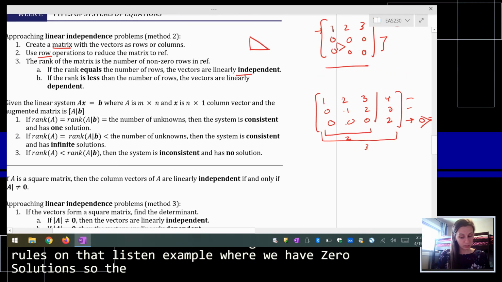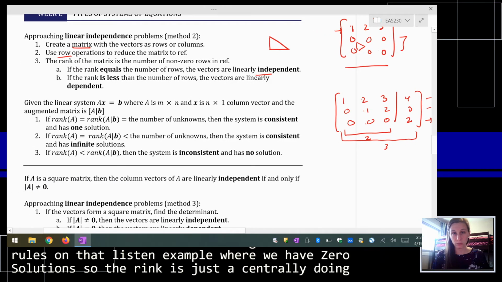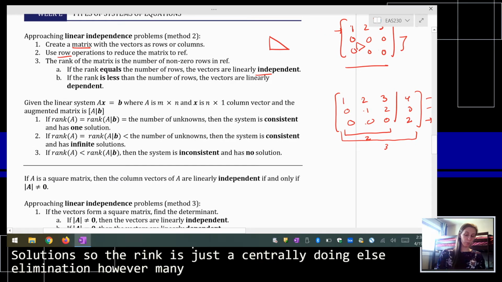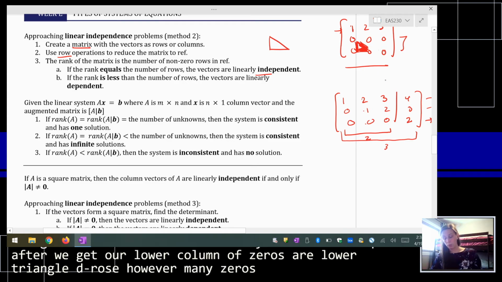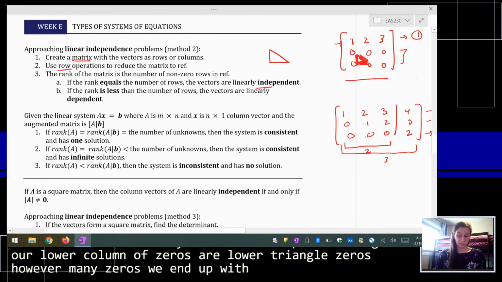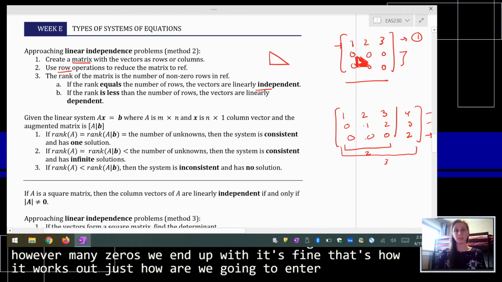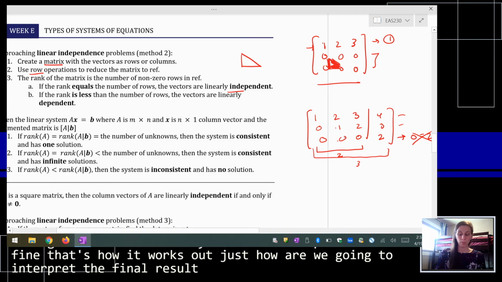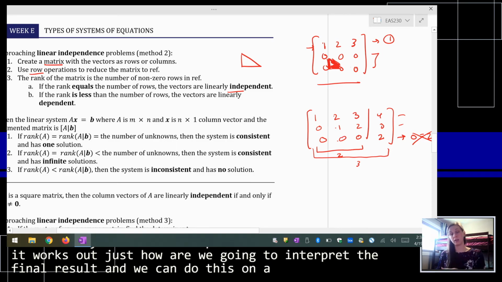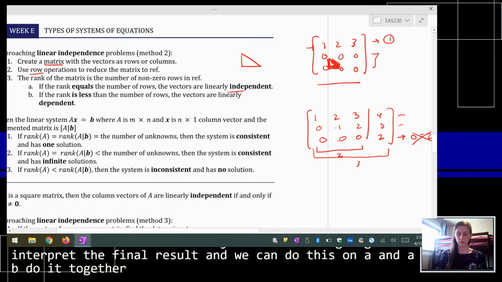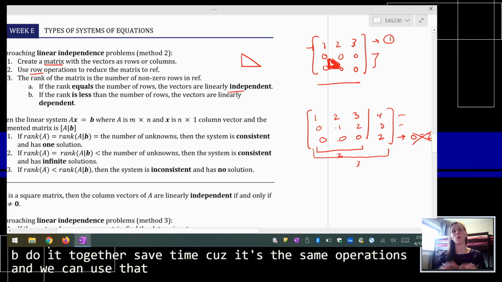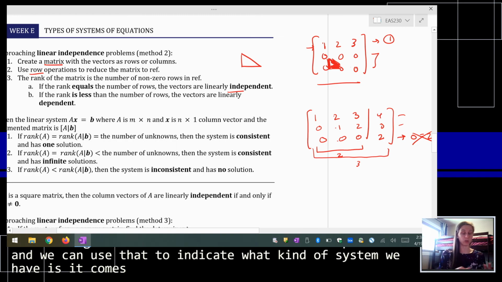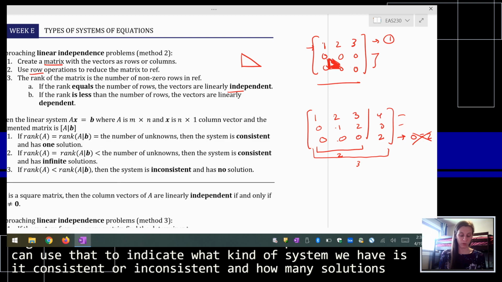So the rank is just essentially doing Gauss elimination. However many zeros we end up with after we get our lower column of zeros, or our lower triangle of zeros, is fine. It's just how we interpret the final result. And we can do this on A and AB together, which saves time because it's the same operations. And we can use that to indicate what kind of system we have. Is it consistent or inconsistent, and how many solutions do we have? 1, infinite, or 0.